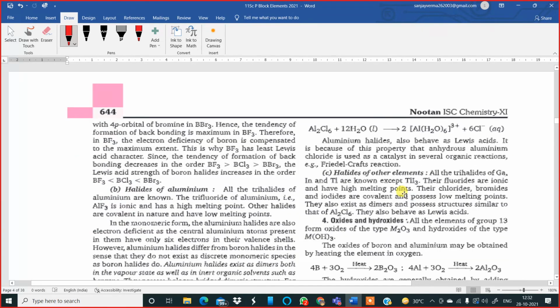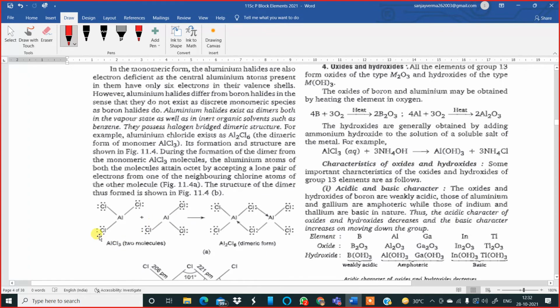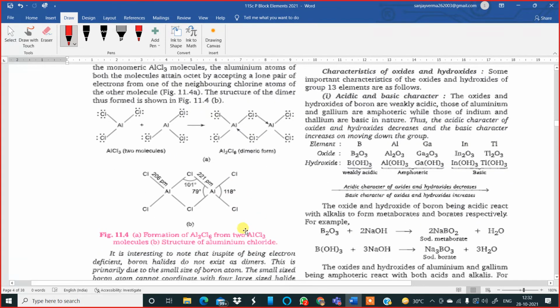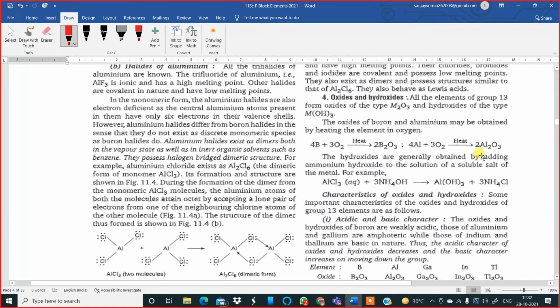Then coming to the next page, page 644, halides of aluminum. Only these structures you can have a look at. Aluminum chloride exists as a dimer, Al2Cl6. This one you can go through.